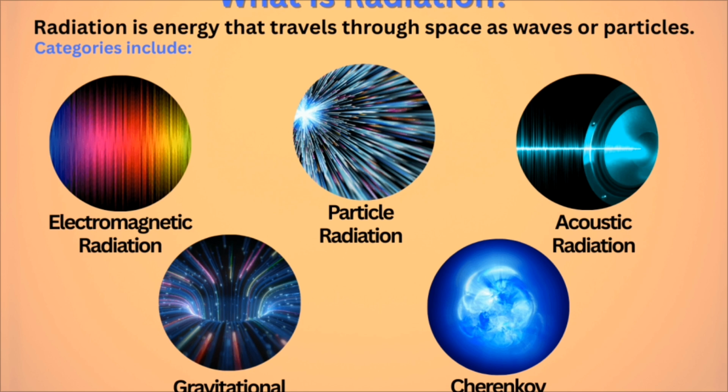Types of radiation. Electromagnetic radiation: energy travels as waves. Examples: light, radio waves, X-rays, gamma rays. Particle radiation: energy travels as tiny particles. Examples: alpha particles, beta particles, neutrons.